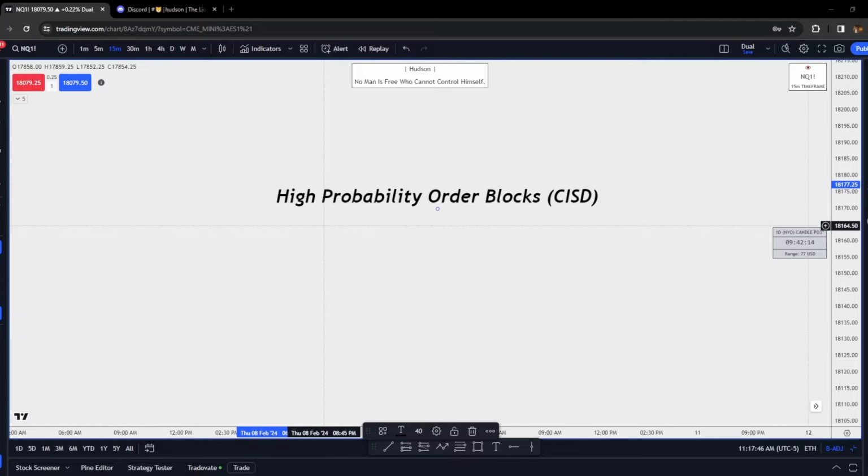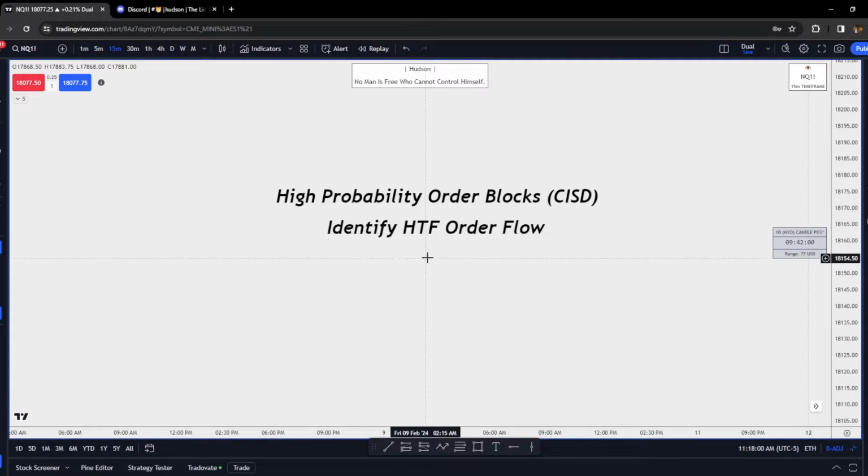Order blocks, and whether they are being respected or not, is higher time frame order flow. So identifying higher time frame order flow is identifying high probability order blocks. So we're going to get into the order blocks, the change in the state of delivery, and how the higher time frame order flow is identified by this.